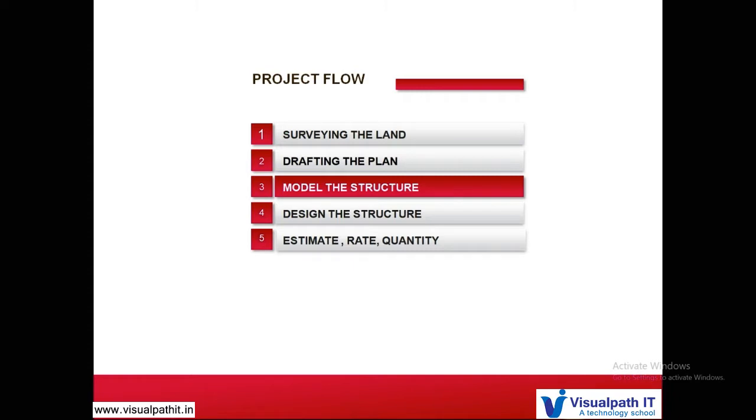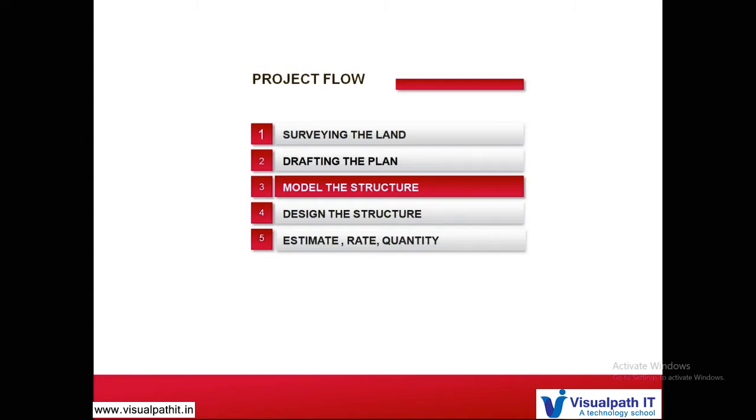Now, as freshers of civil engineering, this is the project flow, that is, when you get a new project. How do you start? First the surveying is done. Survey of the land is done, and then the 2D drafting is generated. Once the 2D is developed, the drawings are done, which you do in AutoCAD. Once that is done, then the structure is modeled. This is a new concept which has come within 10 years. So the modeling is done.